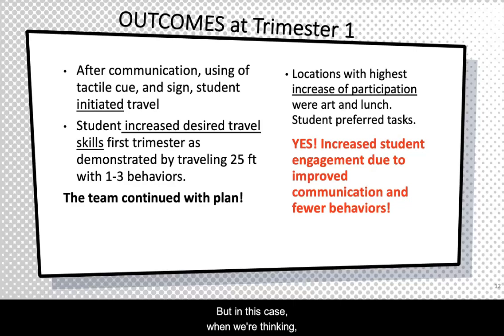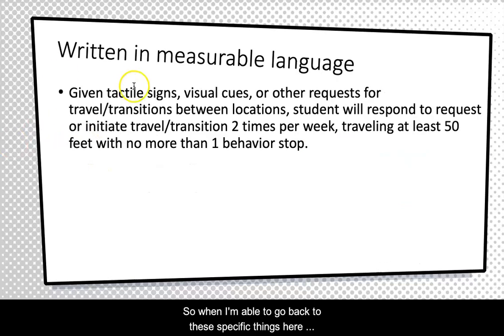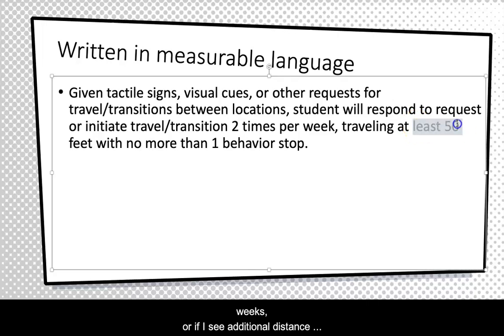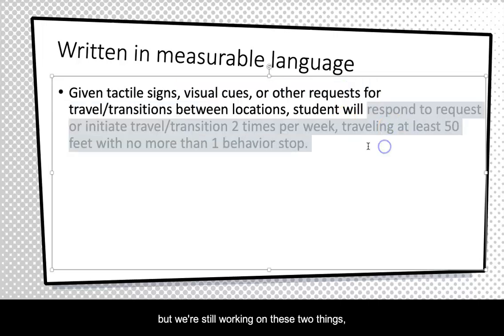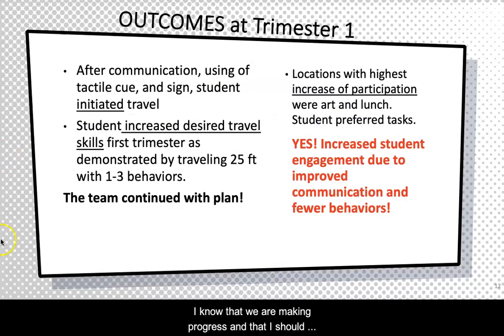But in this case, when we're thinking, how do we know progress happens? Well, you're able to say, after communication using tactile cues and signs, a student was able to initiate travel. And then maybe they increased their desired travel skills and they went 25 feet with few behaviors. Well, then you know that this is working if any one of those areas is potentially changing. So when I'm able to go back to these specific things here and say, if I see 2 behaviors after 6 weeks, or if I see additional distance traveled, or I see response to the cue, but we're still working on these 2 things, I know that we are making progress and that I should continue with what this intervention is.